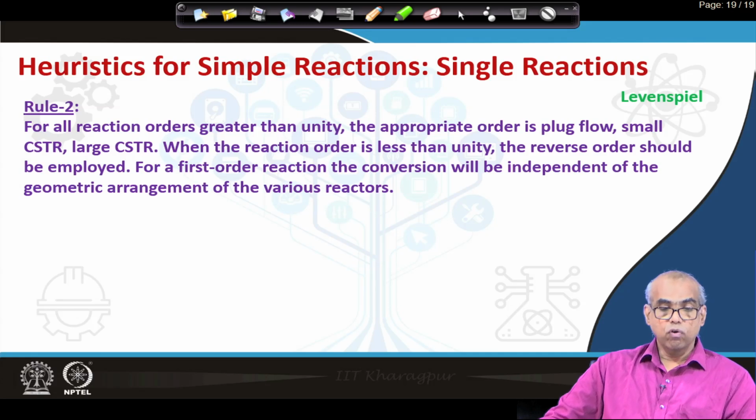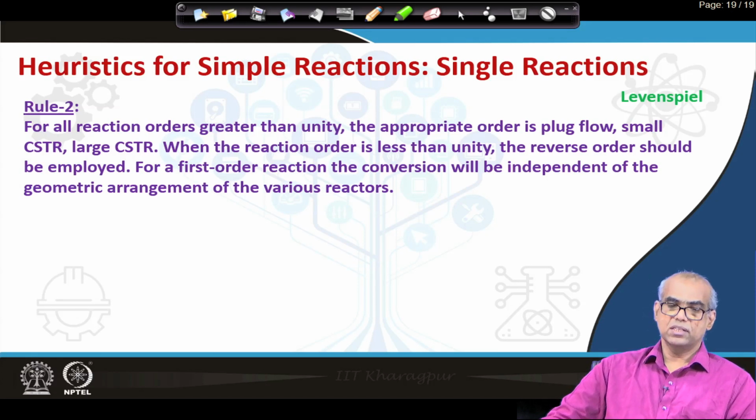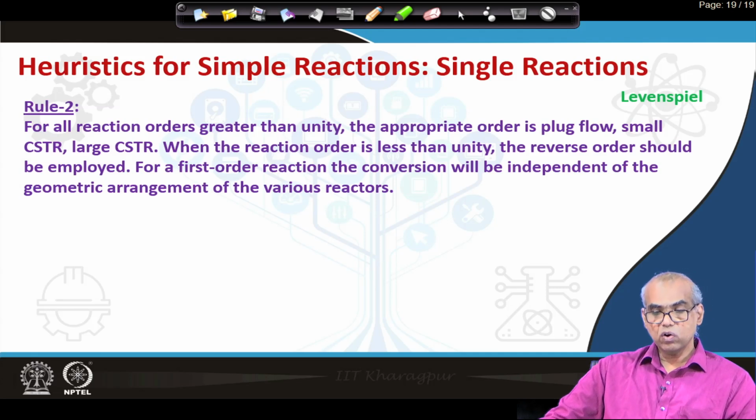Rule 2. For all reaction orders greater than unity, the appropriate order is plug flow, small CSTR, larger CSTR. When the reaction order is less than unity, the reverse order should be employed. For a first order reaction, the conversion will be independent of the geometric arrangement of the various reactors.